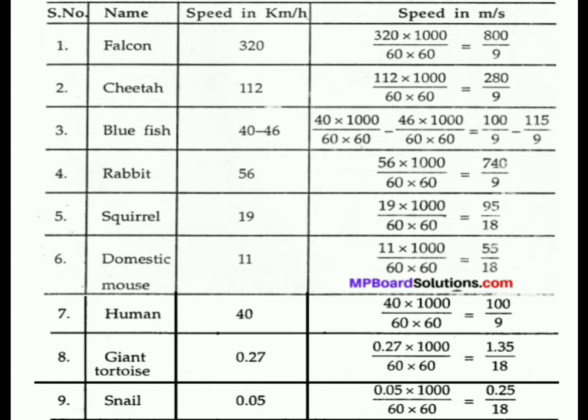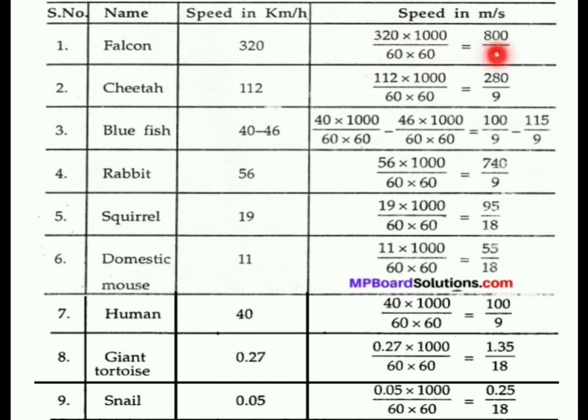Next in your book, that is table 13.4, they have asked you to calculate the speed of some animals. They have given the name of some animals and they have also given the speed of the animal in kilometer per hour. Now what you have to do is convert this speed in kilometer per hour into meter per second. So we have to convert kilometer into meter and hour into second.